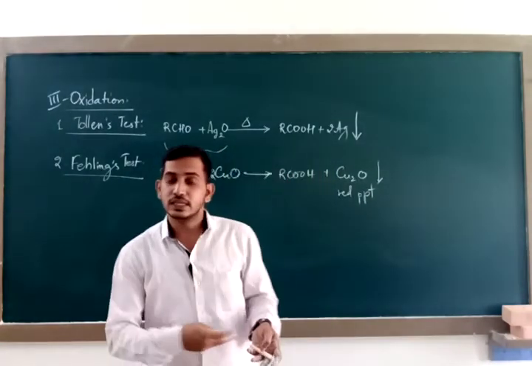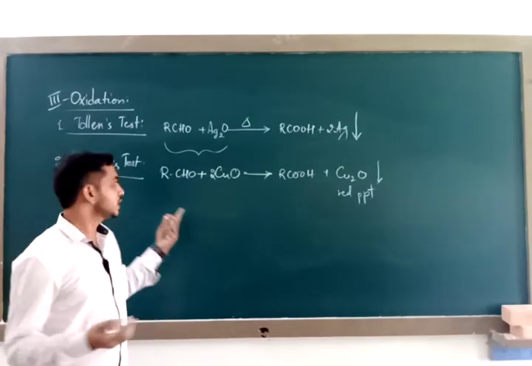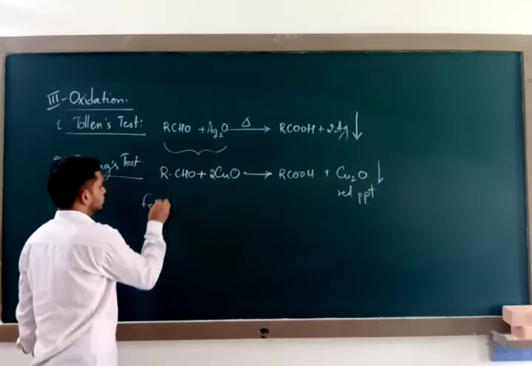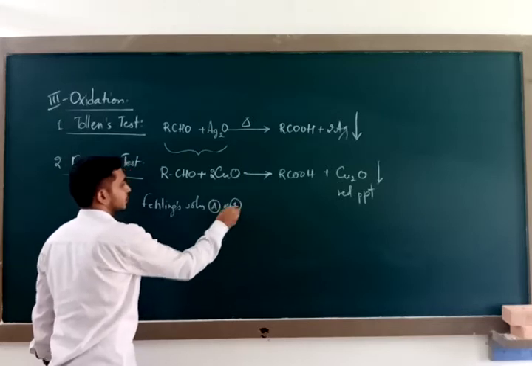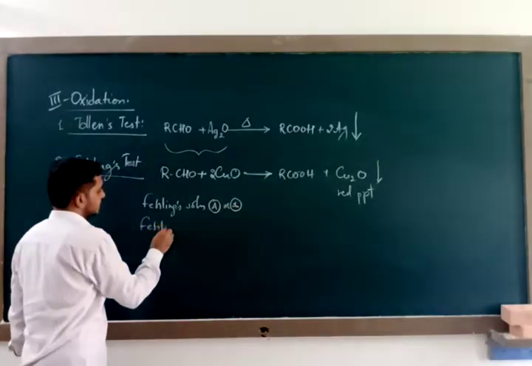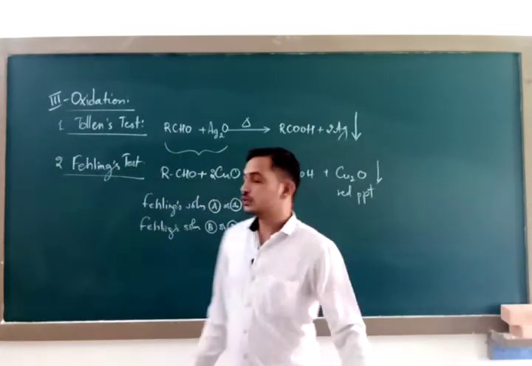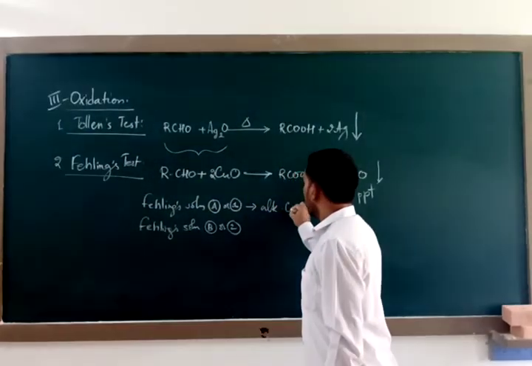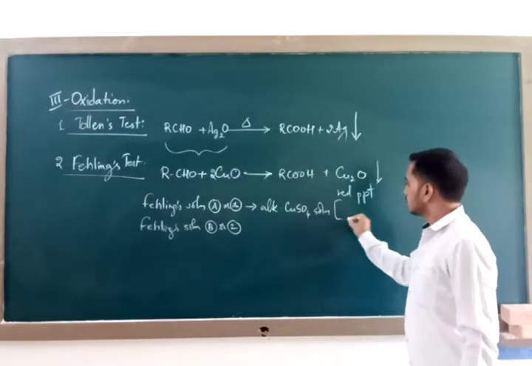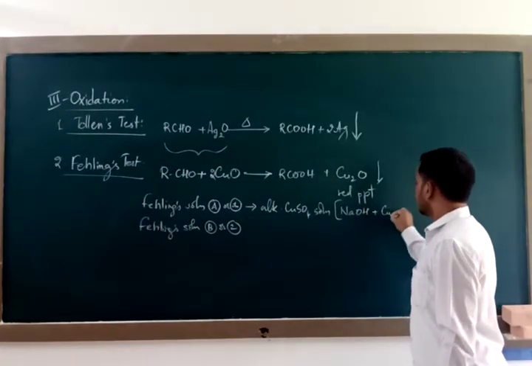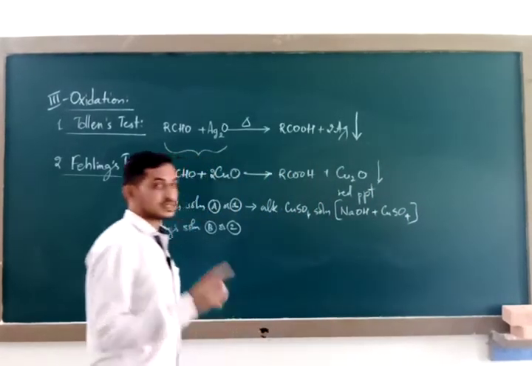How is this test done? Even this is done in the regular practicals. For carrying out this test, you need two solutions prepared by the scientist Fehling. One is called Fehling's solution A. In some books it is given as Fehling's solution 1. Again, there is one more solution called Fehling's solution B or Fehling's solution 2. Fehling's solution 1 is called alkaline copper sulfate solution. It is actually copper sulfate dissolved in sodium hydroxide. This is called the first Fehling's solution.